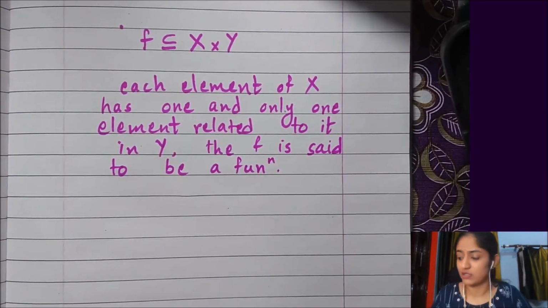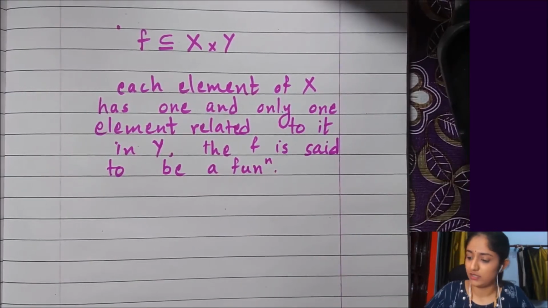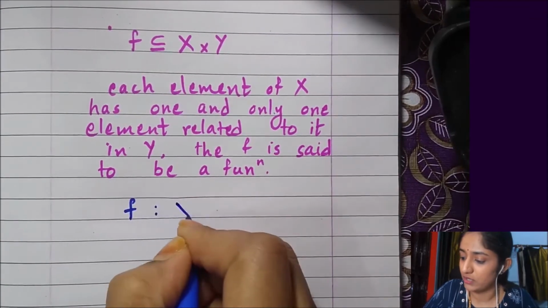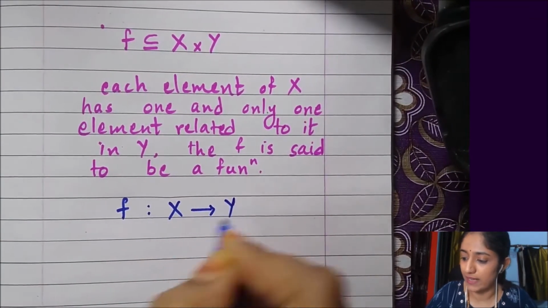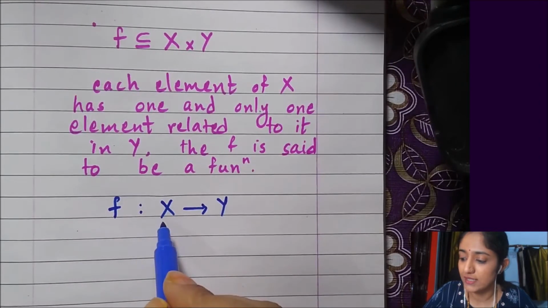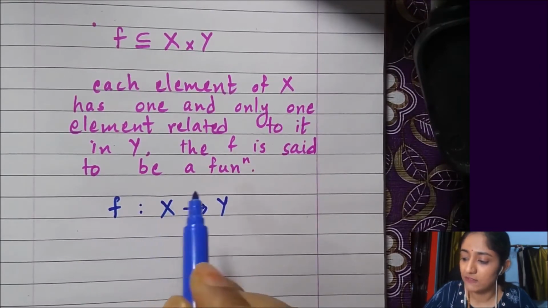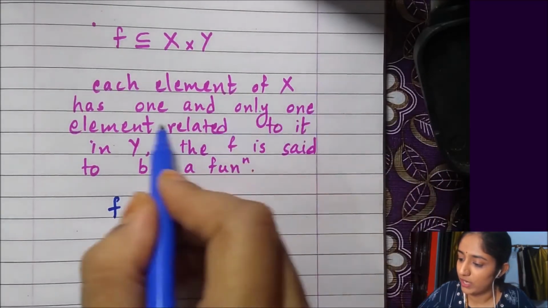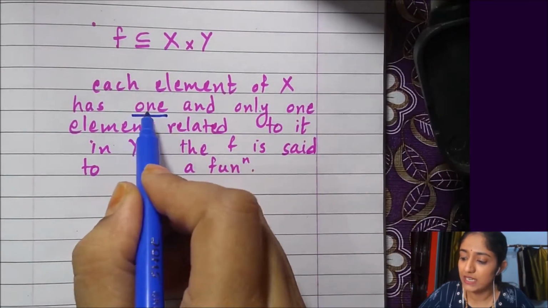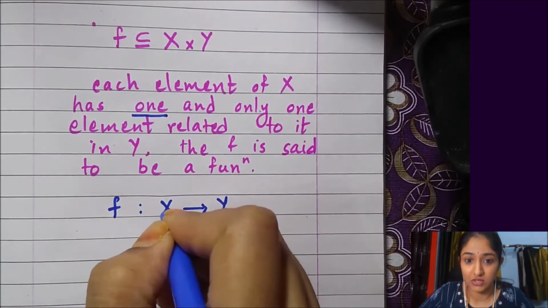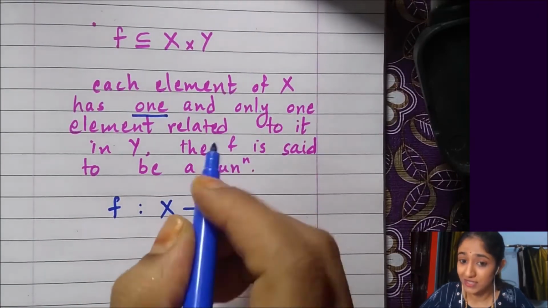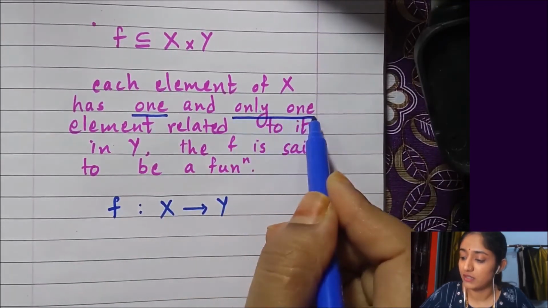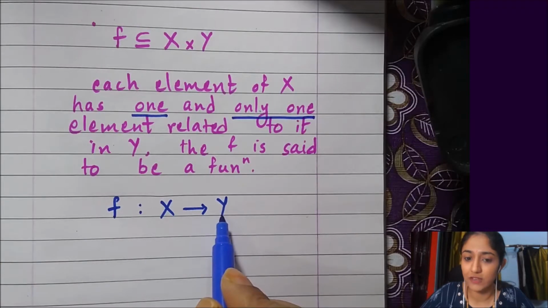F is basically just a rule. In other words, f is just a rule from x to y that connects x and y in such a way that each element of x has exactly one image in y. When we say this one and only one, by one we mean each element has one image. Okay, so the existence of image is there in this one, and when we say only one, it means in y it has exactly one image.